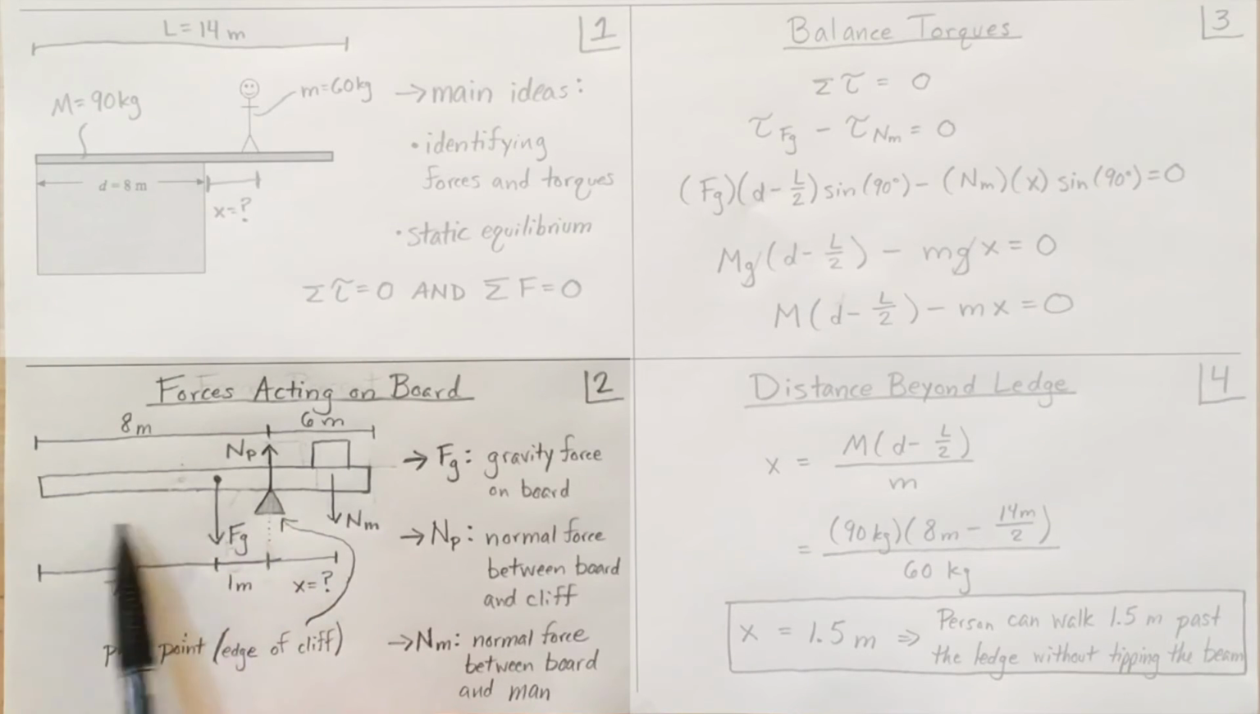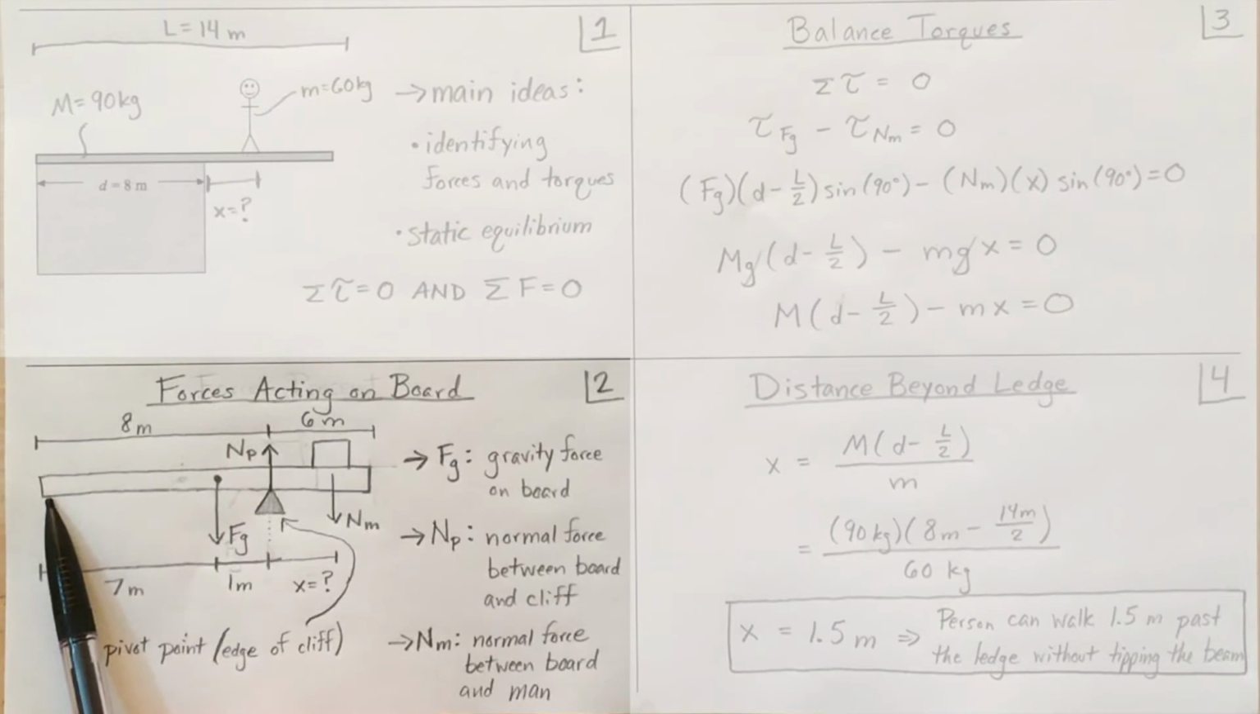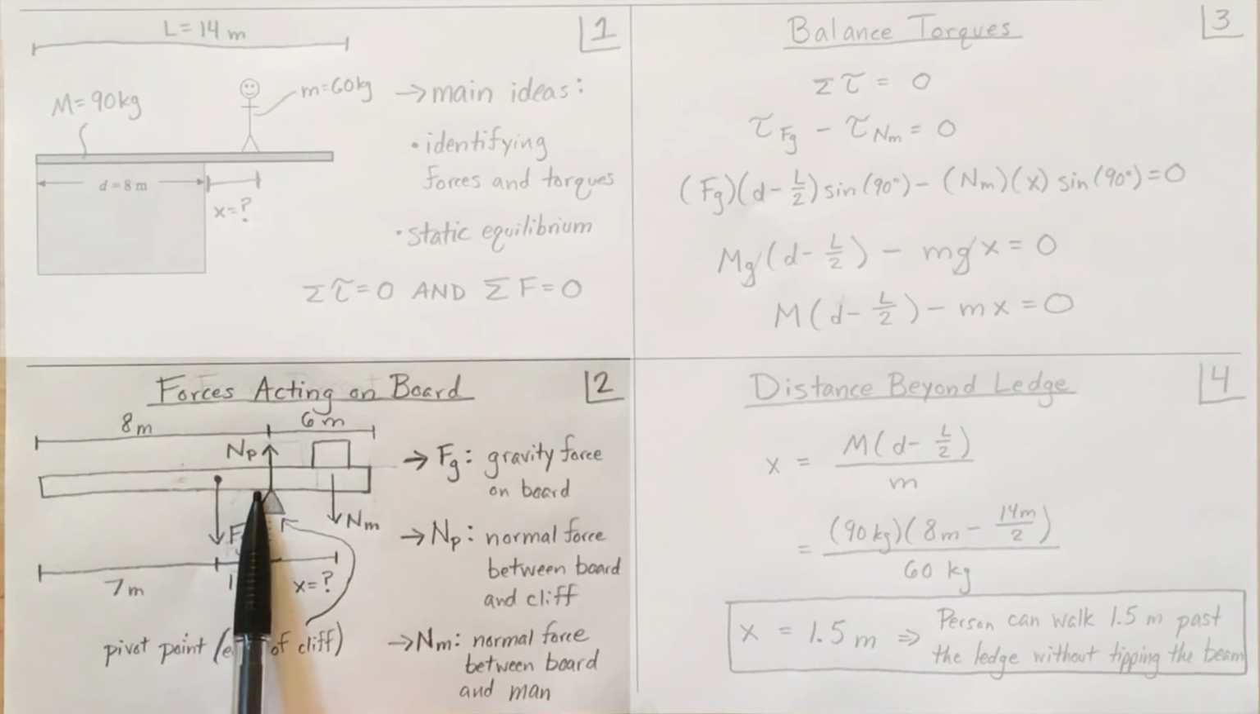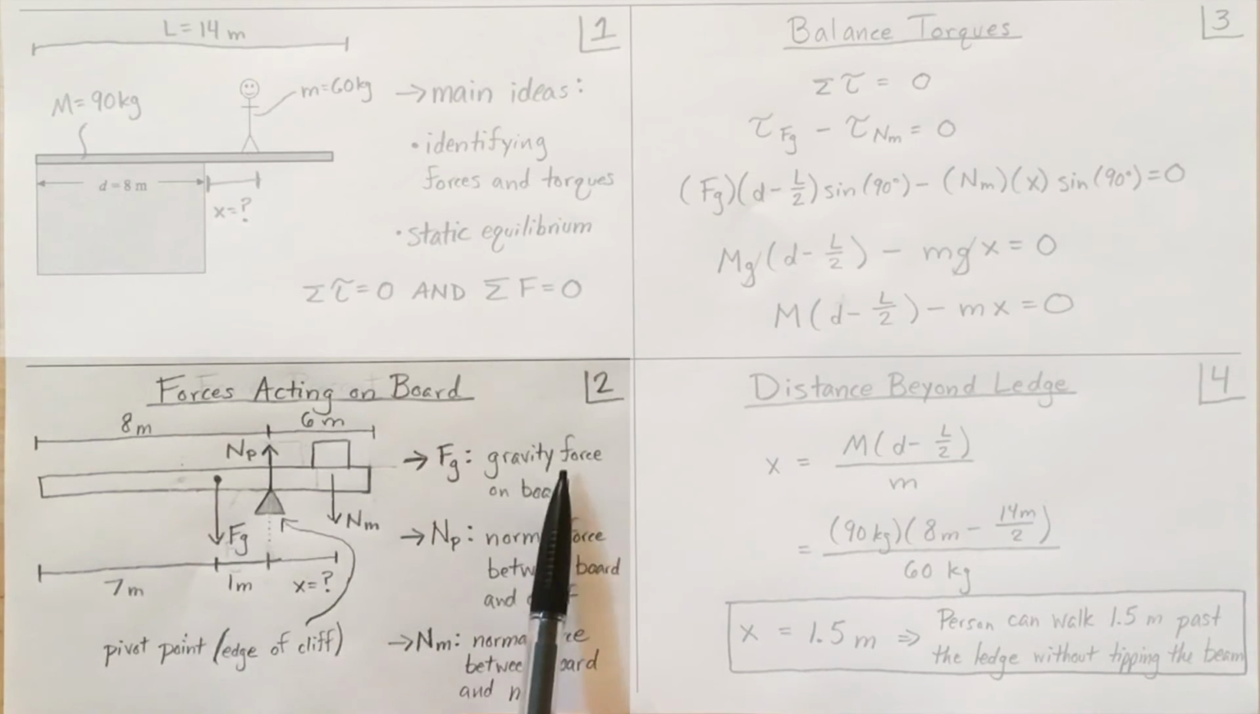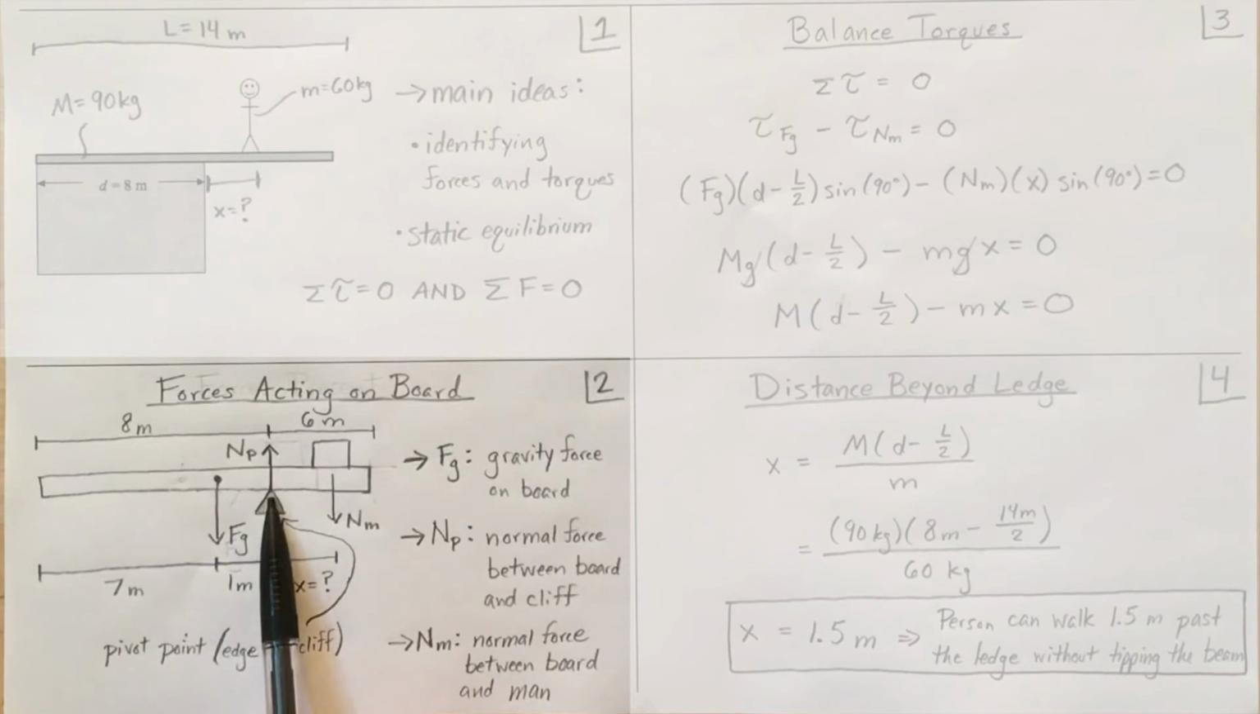Because the board is just about to tip, we can assume that this portion of the board here is no longer in contact with the cliff, so we don't have to worry about any normal forces here. So, to summarize, we have the force of gravity acting on the board 1 meter away from the pivot, the normal force between the board and the cliff acting at the pivot, and the normal force between the board and the man, and it's acting at some unknown distance away from the pivot point.